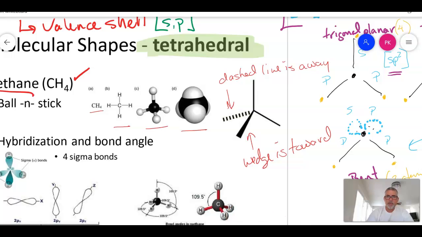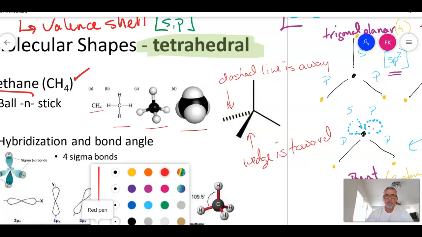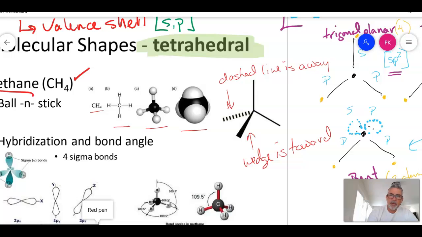My bond angle is 109.5. So each bond here is 109.5 degrees. So that's the same bond there, is here, is here. It's a symmetrical molecule, right? So each of those is 109.5 degrees. There are 4 single bonds, 1, 2, 3, 4. So there are 4 sigma bonds.